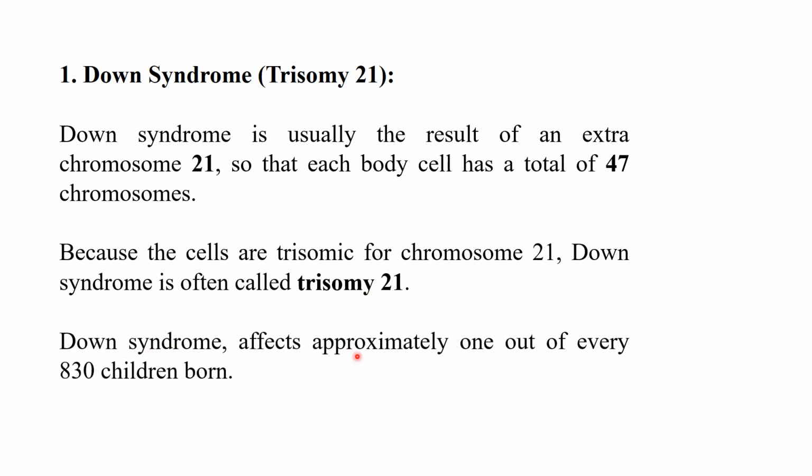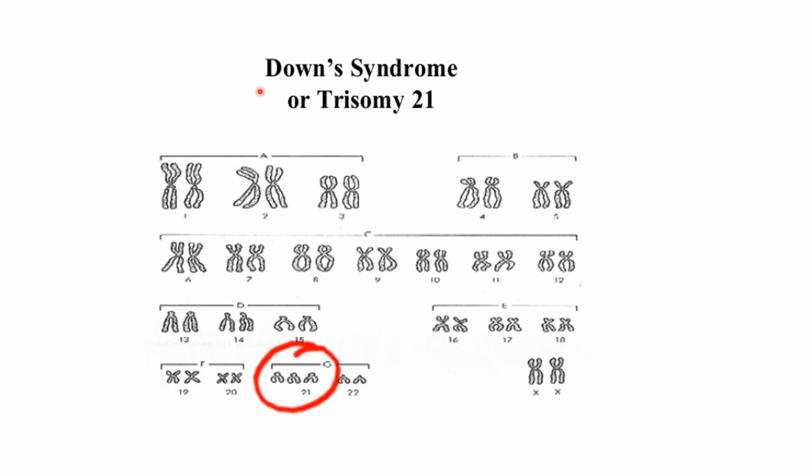Down syndrome affects approximately 1 out of every 830 children born. One child out of 830 can be affected by Down syndrome. In Down syndrome, after trisomy 21, chromosome 21 is present in triplet. All the other chromosomes are present normally.